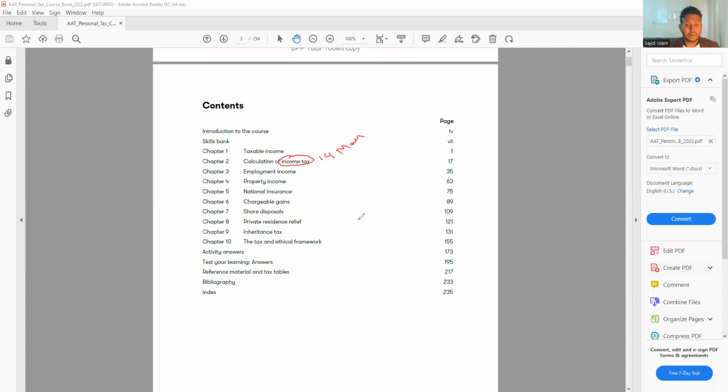Then we have employment income. This is one of the important areas as well. Then property income, national insurance, chargeable gains, share disposals, PRR, that is private residence relief, inheritance tax, and the tax and ethical framework. The last chapter is all about ethics. Normally we expect one question in the exam from ethics, but it's not much, maybe 4 or 5 marks.